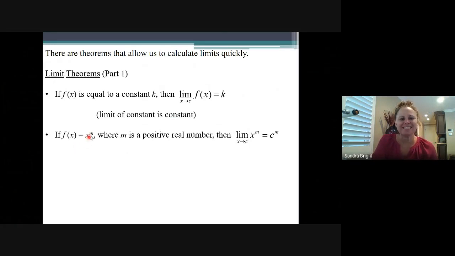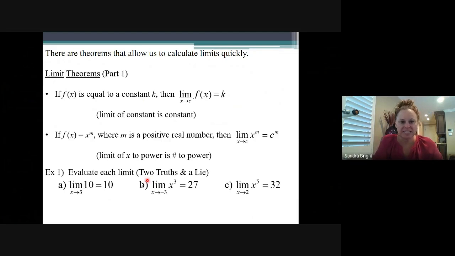If your function is x to some power m, where m is a positive real number, like x squared, then all you've got to do when taking the limit as x approaches some number c is plug that number into the x, and your value is just c to the m. So the limit of x to a power is that number to a power. We saw that yesterday when plugging a value into a polynomial: you can just plug the value in.